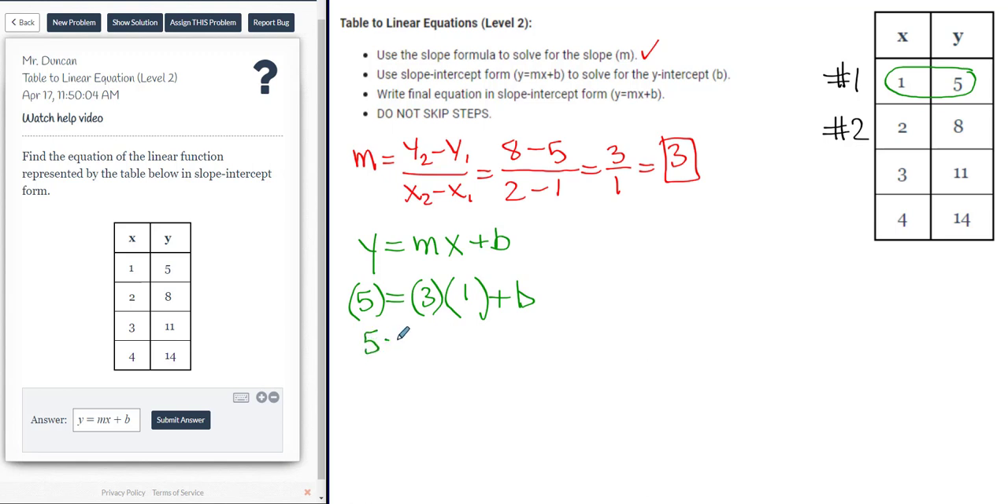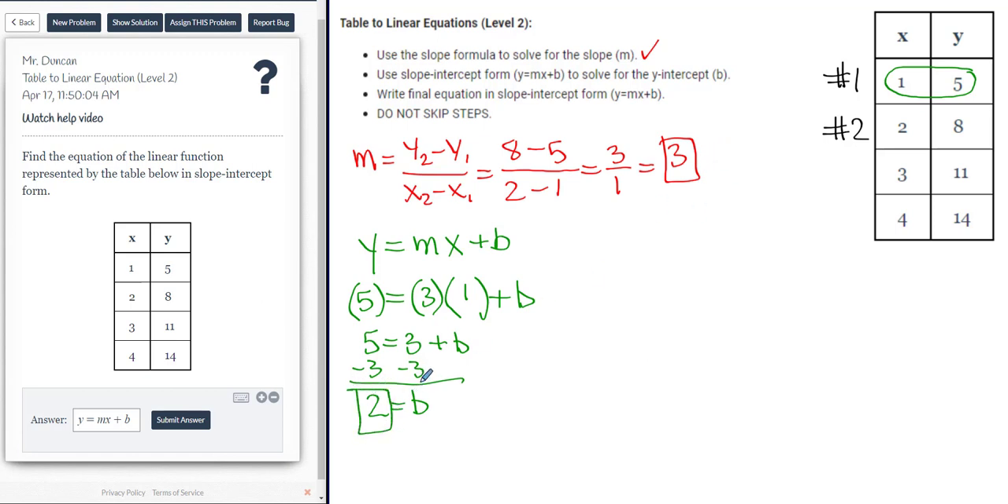So that's just going to simplify. 3 times 1 is 3. So I've got 5 equals 3 plus b. Then I'll solve for b by subtracting 3 on each side. And 5 minus 3 is 2, which simplifies to b. And so right here, my b value is 2.